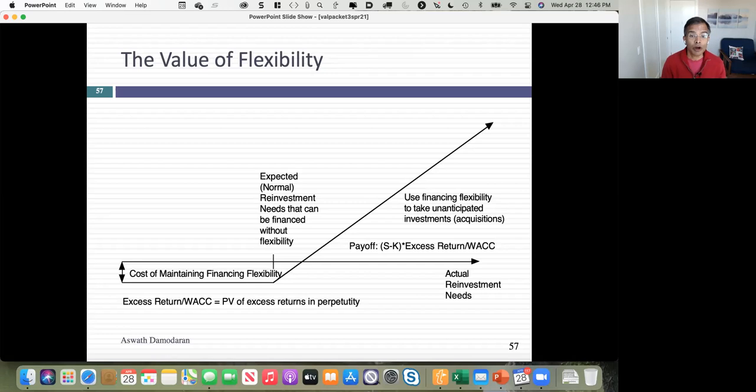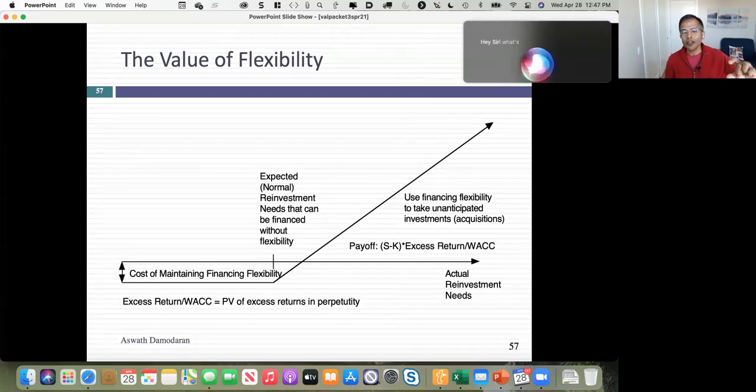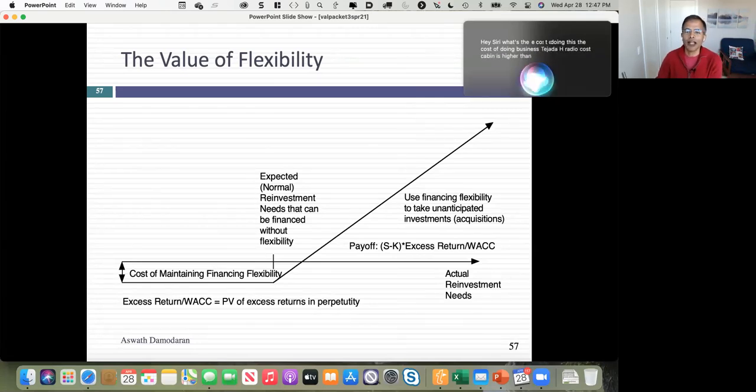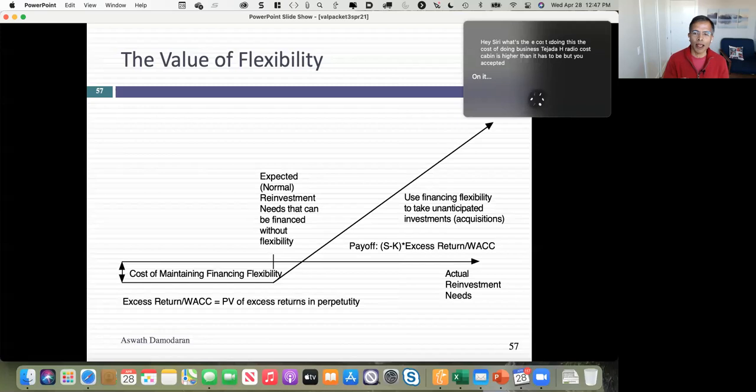What's the cost of doing this? You stay undercapitalized, right? Your cost of capital is higher than it has to be, but you accept it because you get the financial flexibility in return. So I said, okay, if I can value financial flexibility, then I can compare what I'm getting to what I'm giving up and see if this makes sense for you as a company.